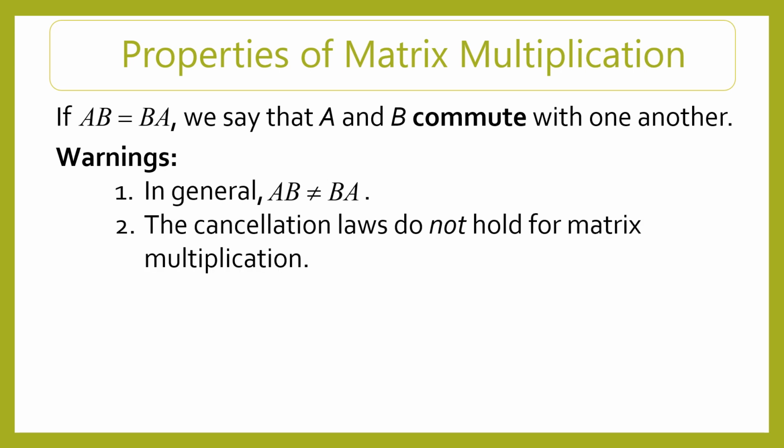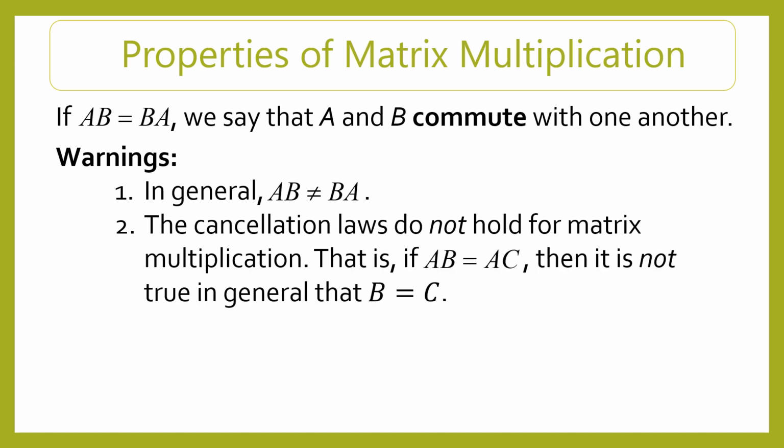Also, the cancellation law does not hold for matrix multiplication. And what is the cancellation law? If I have A times B and I have A times C for real numbers, it means that B should be C. But for matrices, in general, it is not true that B is C. So A times B equals A times C does not necessarily mean that B is C.